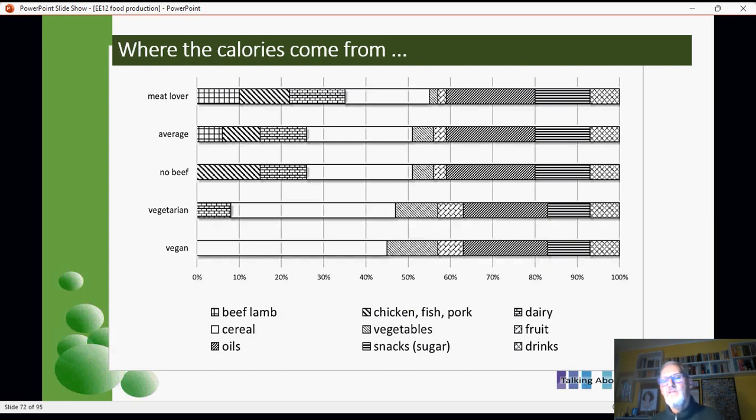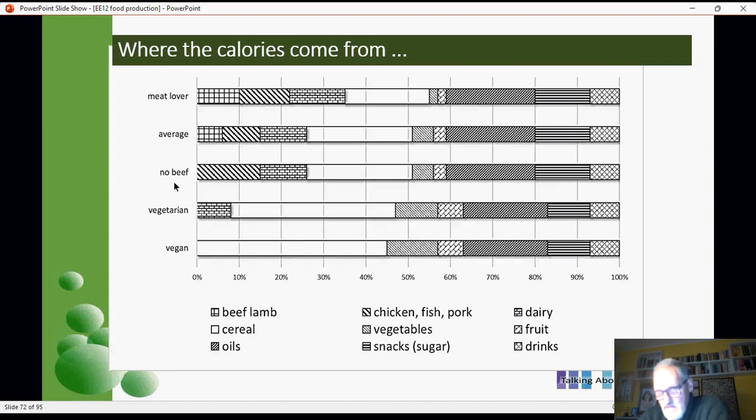And if we think about the calories in the diet, this is quite an interesting graph, I think. If we look at 100% of the calories, so we're not saying how many calories these are, we're just comparing different types of diet, you can see that the meat lover is getting a lot of calories from these animal sources. This is a sort of hardcore carnivore. This is a person who is maybe a bit more average in their consumption of meat.